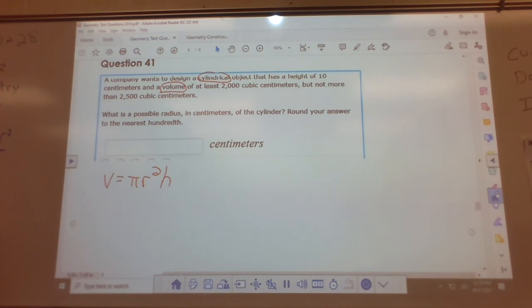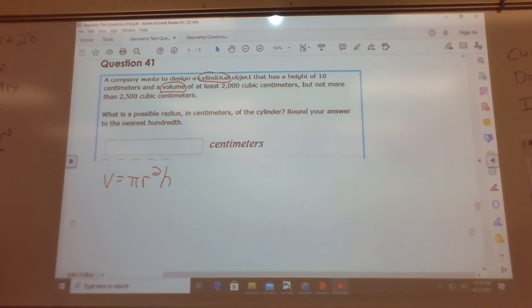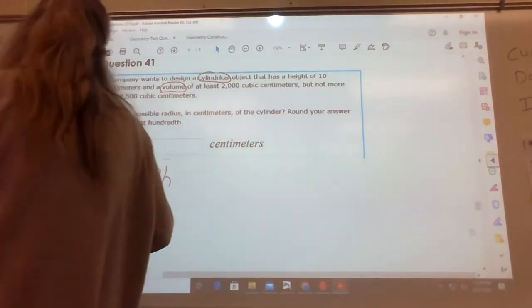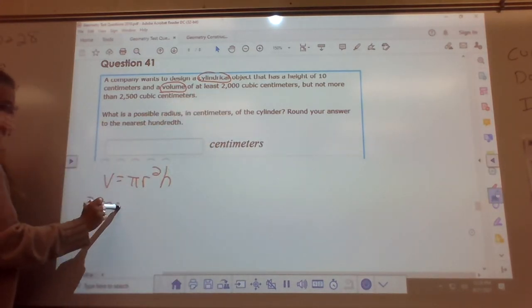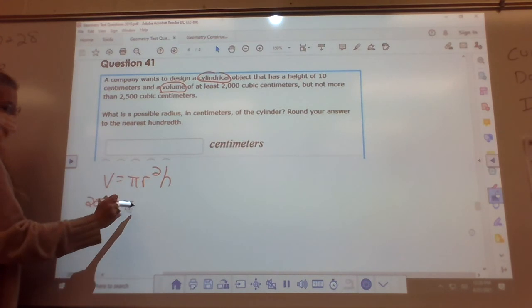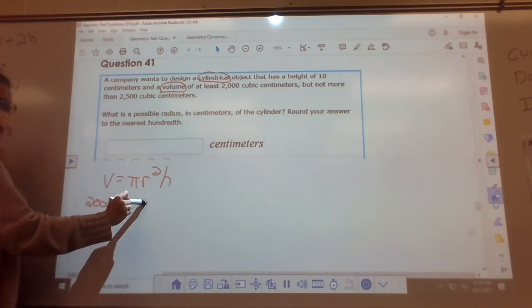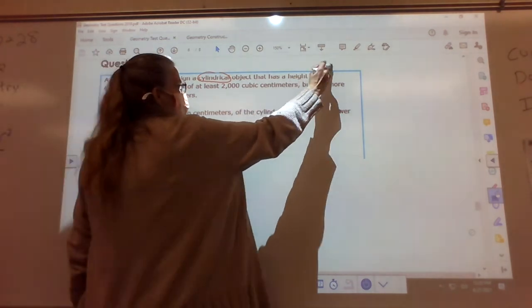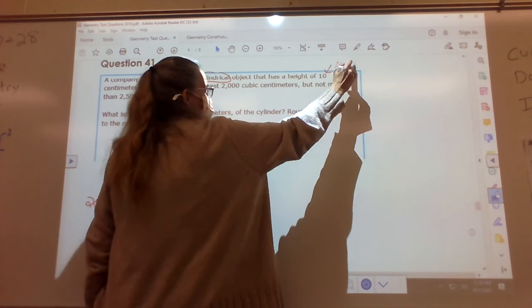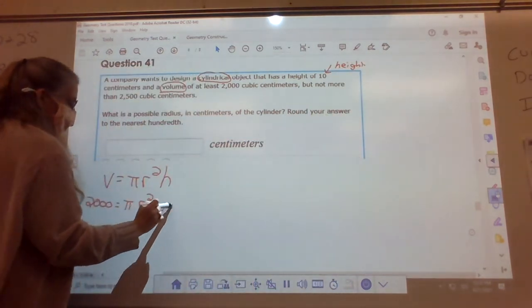Now they give us two different volumes, 2,000 and 2,500, and we want something between the two. So we're going to do both of these. We're going to figure out the 2,000, figure out 2,500, and pick something between. So my volume is 2,000. Pi is still just pi. Radius is what I'm trying to figure out in the end. Squared times the height, and they said the height was 10. So 10 goes here.